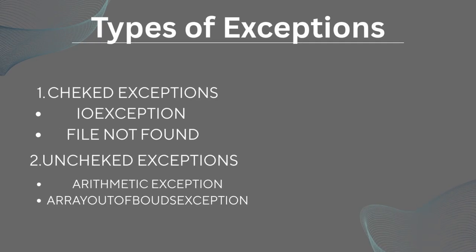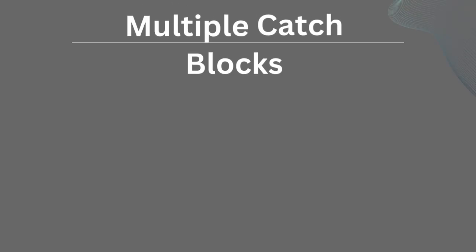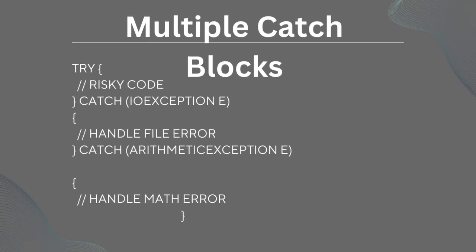Types of exceptions. In Java, exceptions are divided into two types: checked exceptions and unchecked exceptions. Checked exceptions are errors that the compiler forces you to handle. For example, when working with files, you might encounter an IO exception if the file does not exist. Unchecked exceptions, like arithmetic exception, for example divide by 0, happen during runtime and the compiler does not force you to handle them.